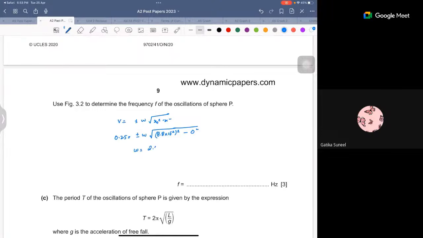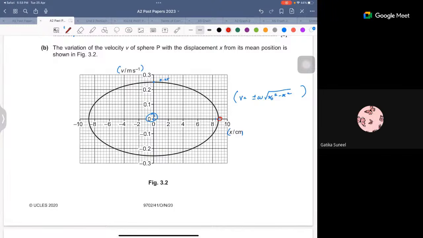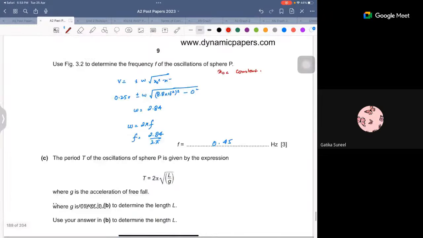2.84? Okay. And now because we want to find frequency, omega is 2 pi f, so frequency will be 2.84 divided by 2 pi, and that tells you 0.45. Just remember that this value, like x naught, is a constant, and it will always remain a constant. So you can find it from here or here. It always remains the same. Okay.